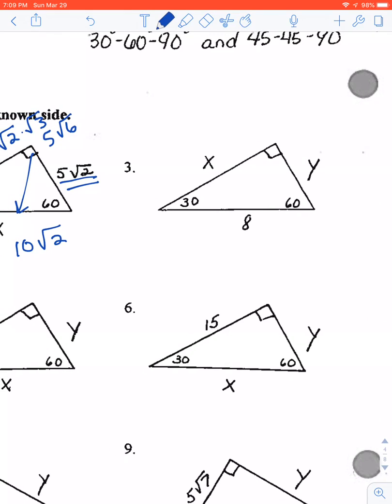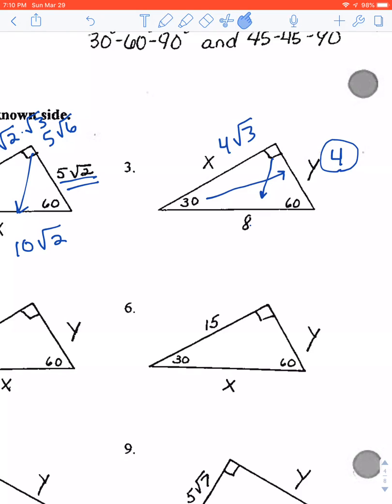Okay, the third one, now they're going to try to trick us a little bit. They give us the hypotenuse, which is 8. So I'm going to find the base side because it's always half of the hypotenuse. So in the first two, we went from this side and doubled it to get the hypotenuse. Then once I have that short leg, I just multiply it by root 3.